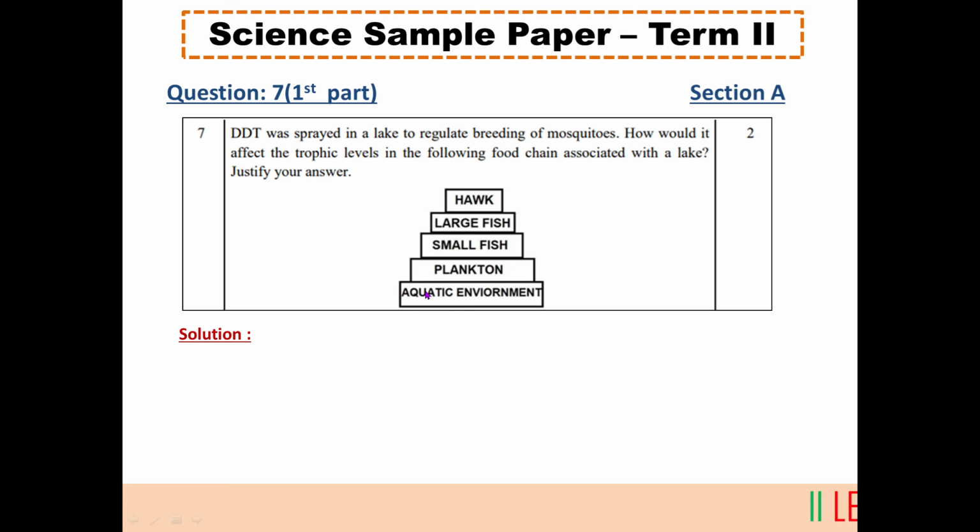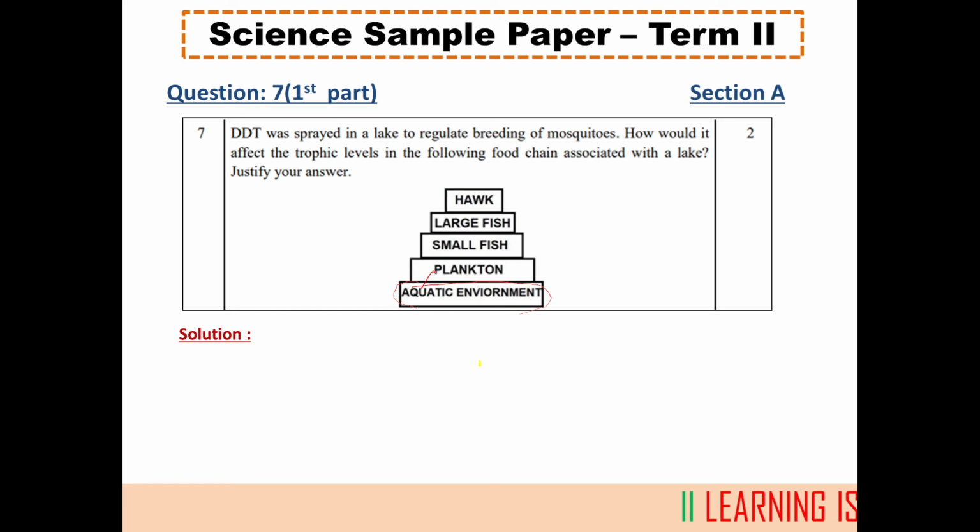Now go to question number 7. DDT means dichloro diphenyl trichloroethane. DDT was sprayed in a lake to regulate the breeding of mosquitoes. You must have seen municipality workers spray DDT in ponds and lakes where water accumulates. How would it affect the trophic levels in the following food chain associated with the lake? Justify. You see, in the aquatic environment they apply it.